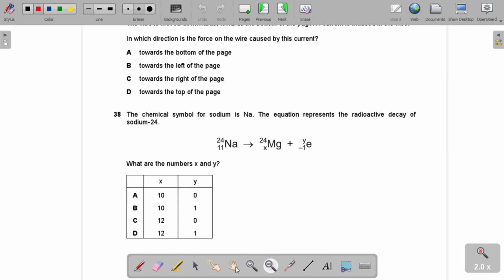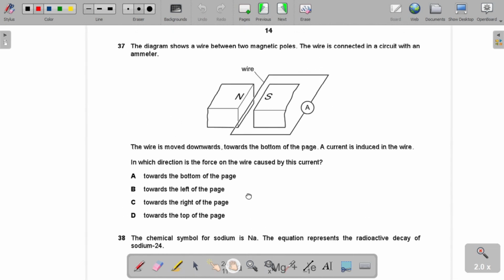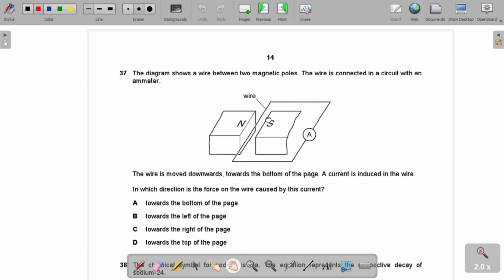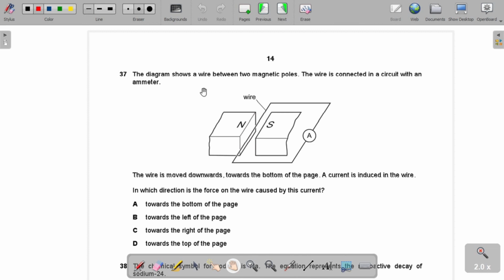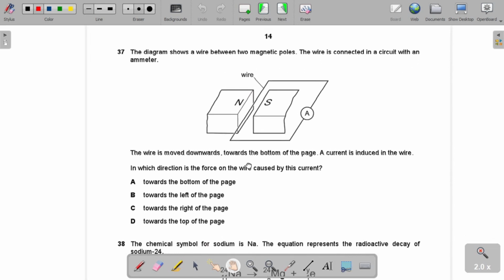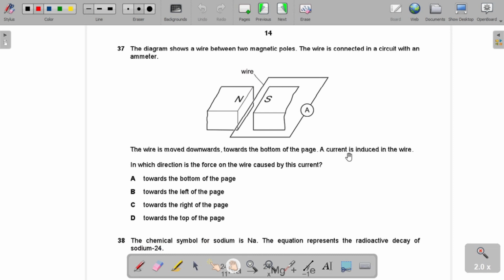The next question, and that is 37. The diagram shows a wire between two magnetic poles. The wire is connected in a circuit with an ammeter, okay? The wire is moved downwards towards the bottom of the page. A current is induced in the wire. In which direction is the force on the wire caused by the current?